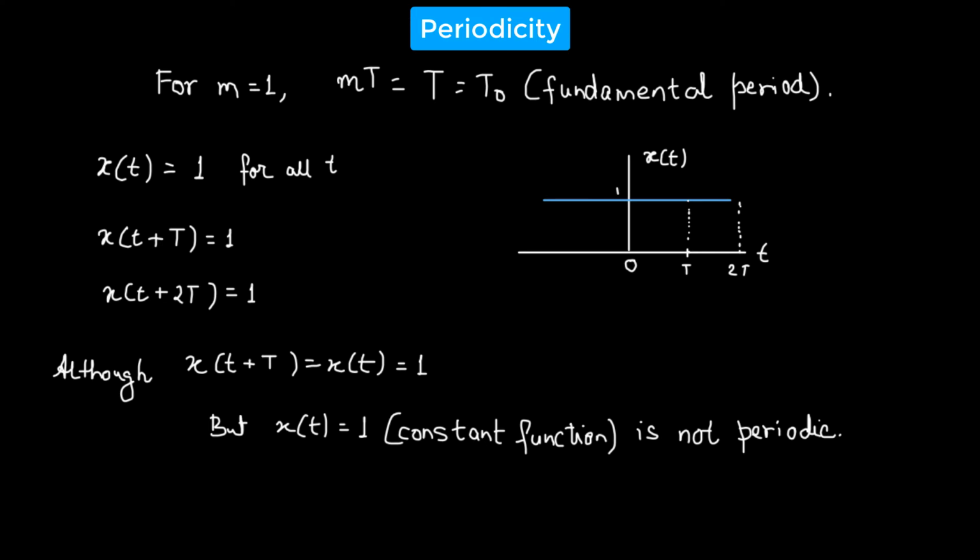The reason being, the fundamental period of this particular constant signal is undefined, because it is assuming the same value for any choice of t that we make. So regardless of the choice of t, be it at minus t or plus 2t or plus 7t, it's always having the same value. So we are unable to find a smallest positive value of t for which this definition holds. So therefore a constant function is not regarded as a periodic function, even though it satisfies the condition that x of t plus t is equal to x of t.